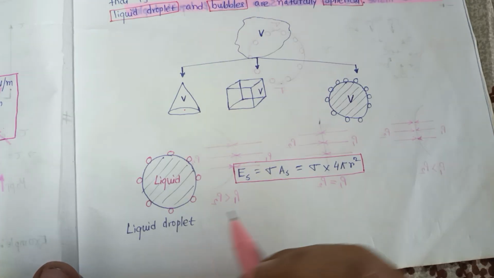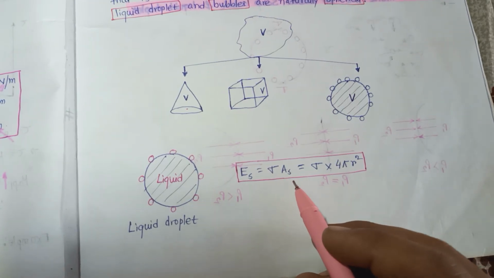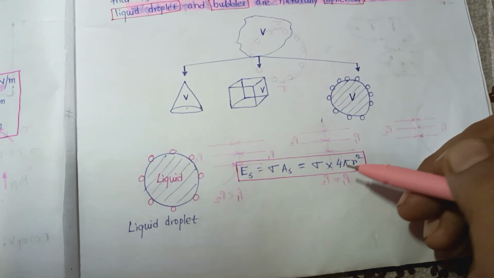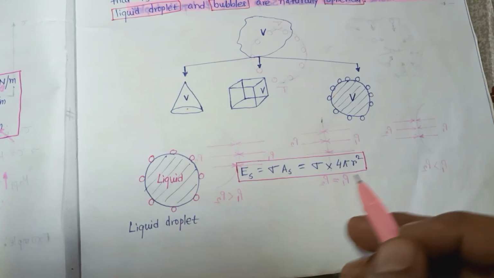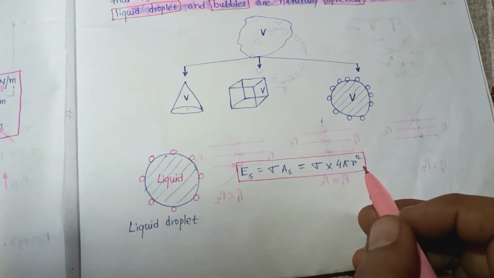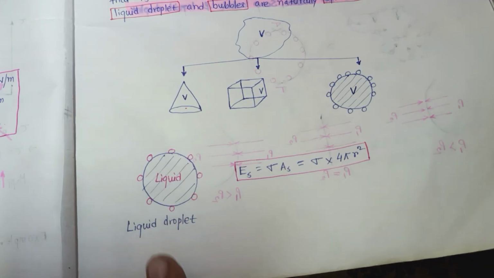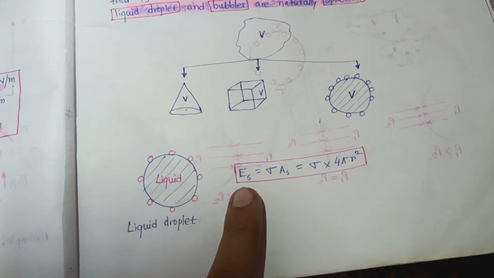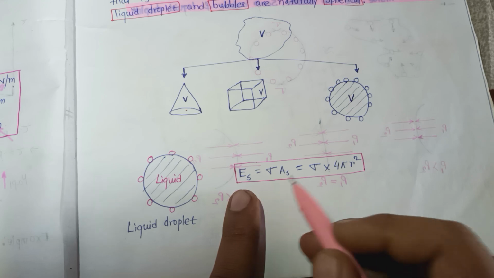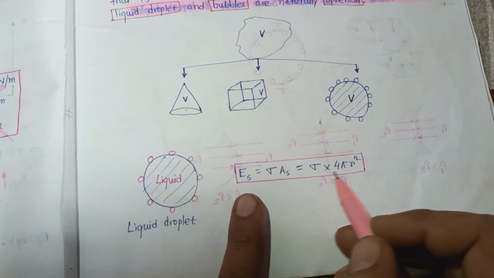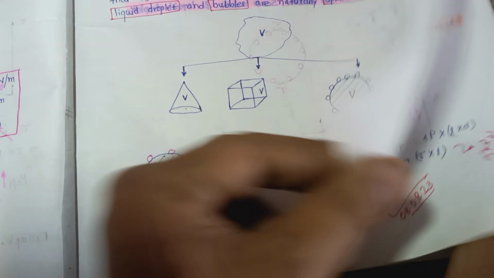Okay, so for a liquid droplet, E is equal to sigma into As. So sigma into the area of the sphere, that is equal to 4 pi r square, where r is the radius of the sphere. For a liquid droplet, E is the surface energy. So Es is equal to sigma into As, that is equal to sigma into 4 pi r square.